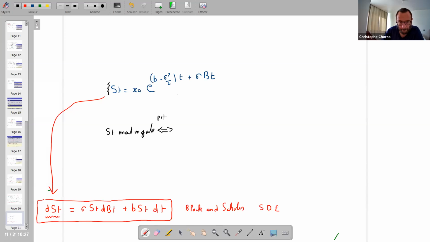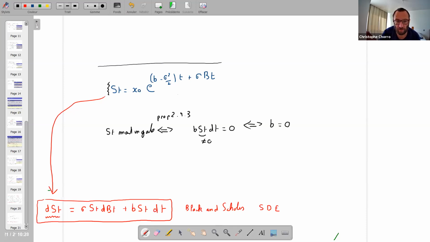Proposition 2.4.3 gives you that this one is a martingale if b S_t dt is equal to 0. But S_t is a geometric Brownian motion, so if my x0 is not 0, I have something that is always different from 0, and this is equivalent to the fact that b is equal to 0. So the solution of this equation is a martingale if and only if I don't have a part in dt, that is, b equal to 0. But of course I have this because I can see it on this expression.